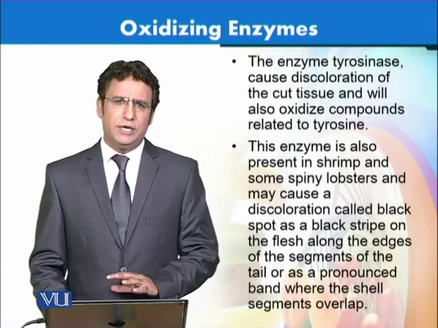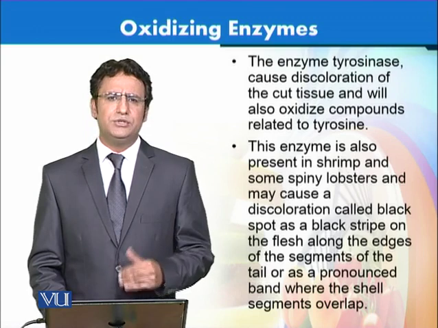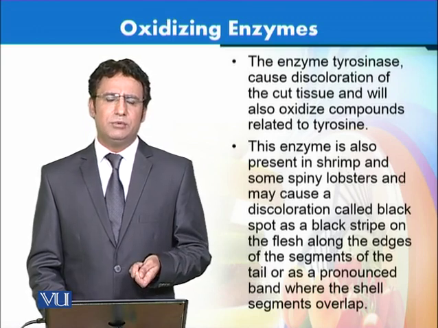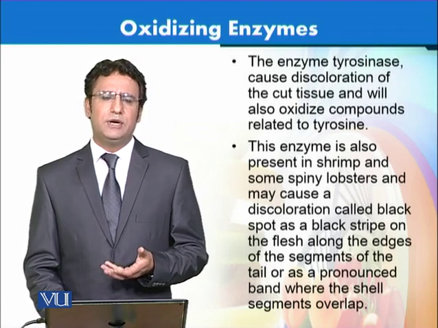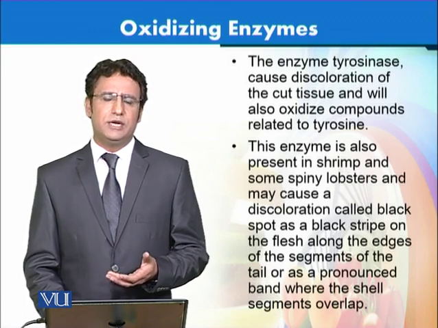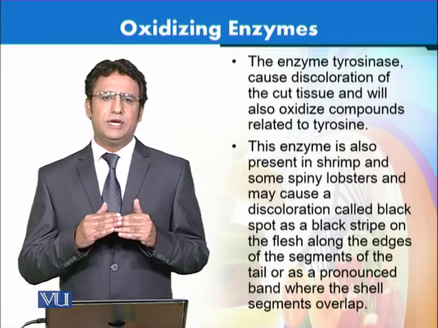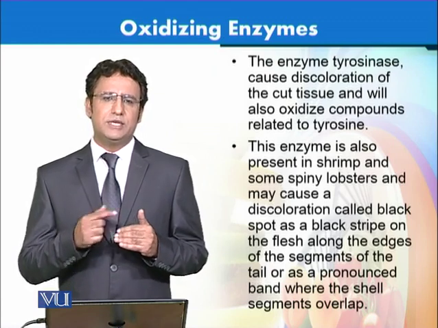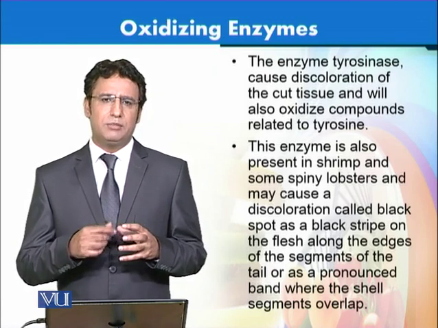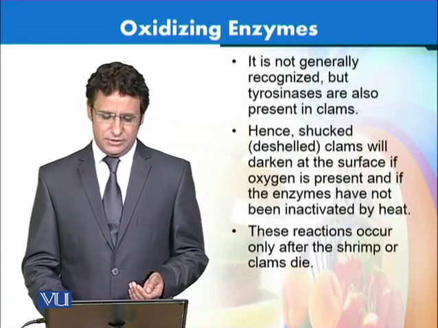One application of this enzyme is that it is present in shrimps, and in shrimps it normally produces black spots, which are undesirable reactions. It happens especially at the tail region, at the junction of two overlapping regions. So we can see those black spots or black lines. They are there because of the enzyme called tyrosinase.